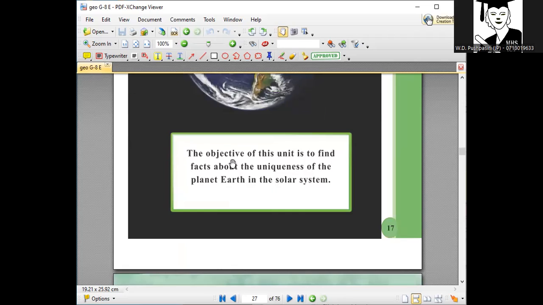So what is the objective of this lesson? This unit is to find facts about the uniqueness of the planet. අපේ පෘථිවියේ තියෙන ඒකීභාවය සහ විශේෂත්වය තමයි අපි මේ පාඩමෙන් ගණන් ගන්නේ. Right? So in the solar system we have the Earth. Earth is special compared to the other planets in the solar system. So why is it special? This is what we are going to learn in this lesson.